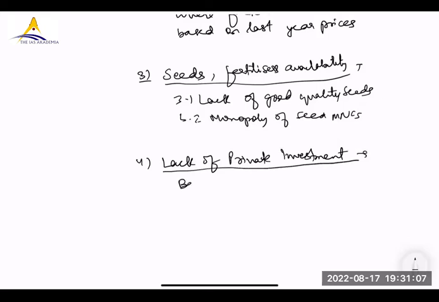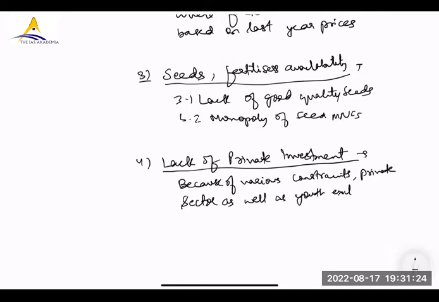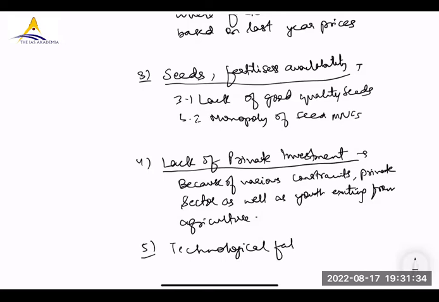Because of various constraints, private sector as well as youth exiting from agriculture. One more supply side bottleneck is technological fatigue, and lack of interconnectivity, a lack of forward linkage with food processing sector.